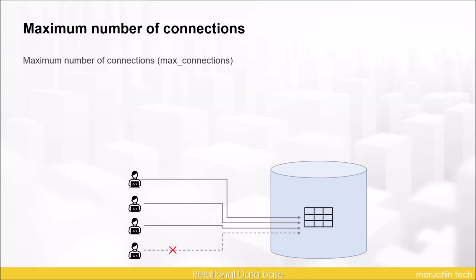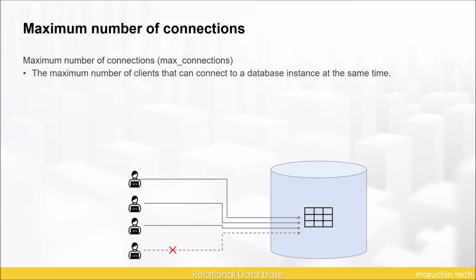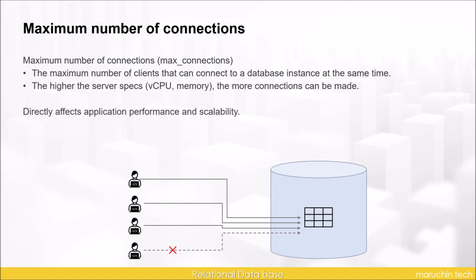Next, I will introduce the concept of maximum connections. This means the maximum number of clients that can connect to the database instance at the same time. Generally, the higher the server specs, the more connections can be made. In Azure, the number of connections is determined by the server specs, such as basic, general purpose, and memory optimized. The maximum number of connections directly affects the application performance and scalability.